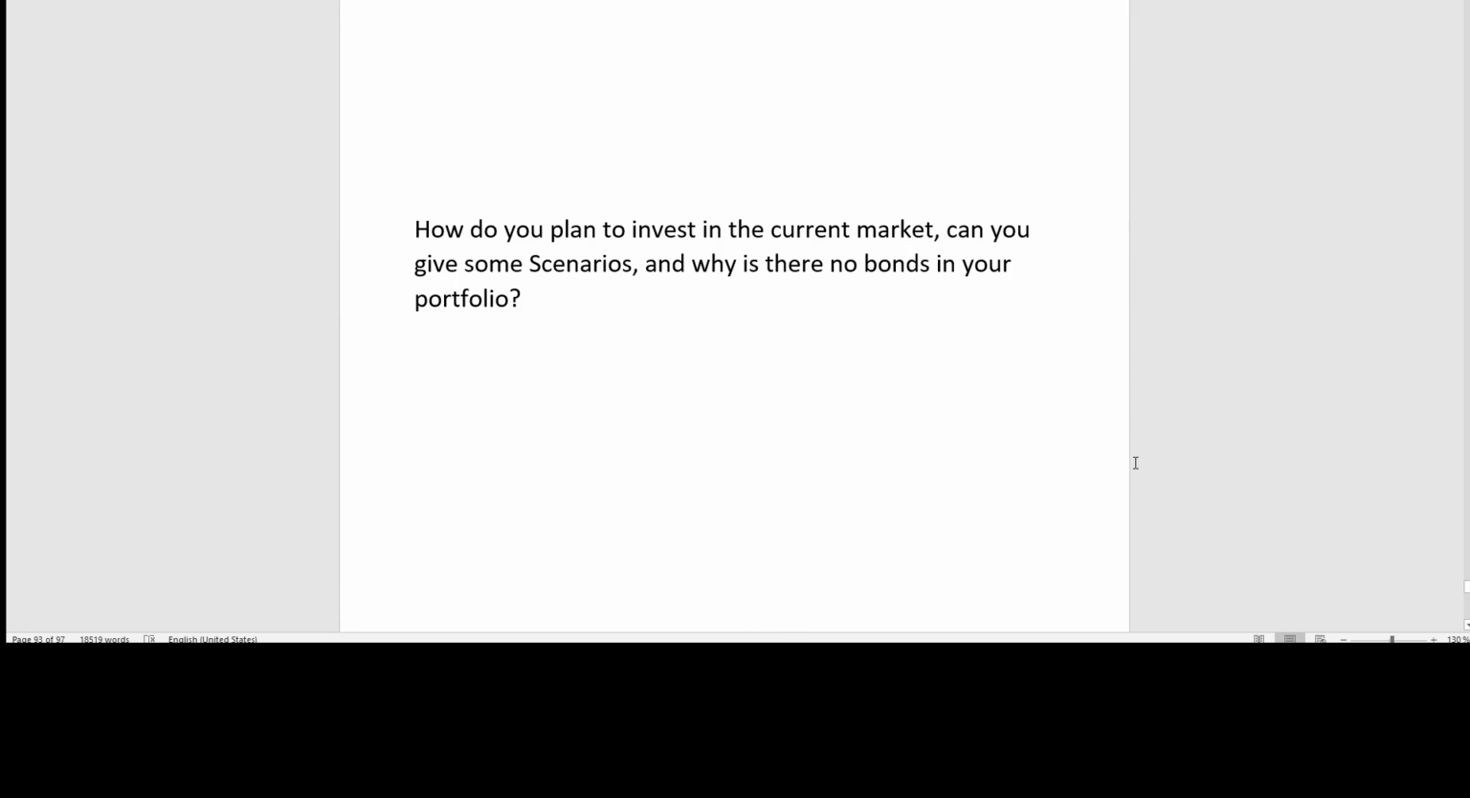So to answer the second part of the question, why are there no bonds in your portfolio? Well, first of all, I'm using Revolut, so I can only buy stocks. But besides that practical problem, if you haven't read The Intelligent Investor, I will of course highly encourage you to do so, but let me try and give you an answer which you can actually find in the book.